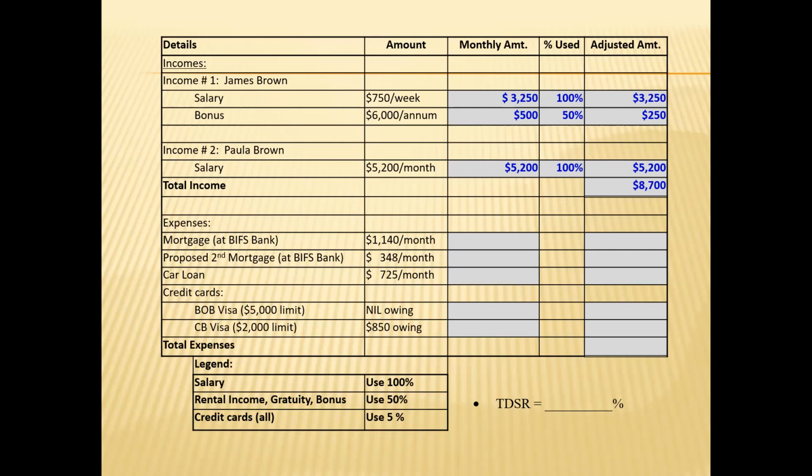Okay, so now we move to expenses. How do we deal with expenses? The mortgage, 1140 in the monthly amount and the adjusted amount column, so 1140 in both columns. Okay, great. 348, same thing, 348 in both columns. The car loan, 725, 725 in both columns.